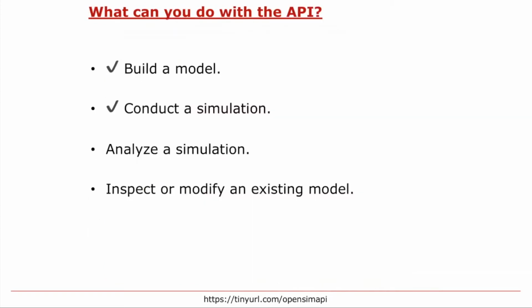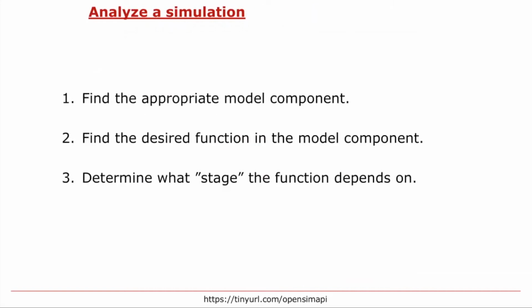All right, so we were able to conduct a forward simulation. However, the simulation usually is not the end goal. You probably want to analyze your simulation. In this case, we'll obtain the final position of the point mass. Computing quantities from a simulation usually requires these 3 steps: finding the appropriate model component for the calculation you want, finding the function on the model component that performs your desired calculation, and determining what other quantities your desired calculation depends on.